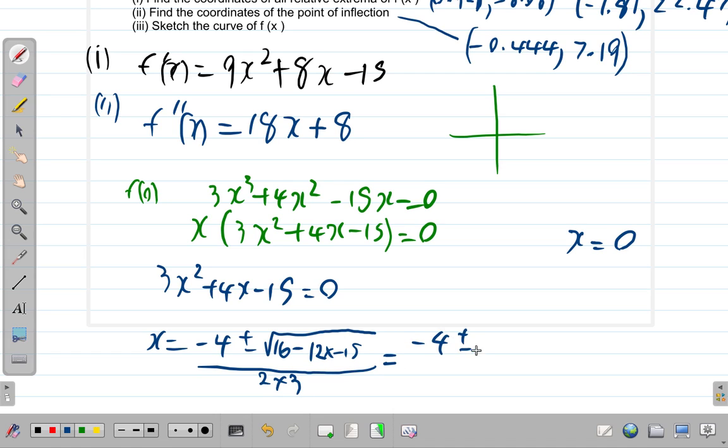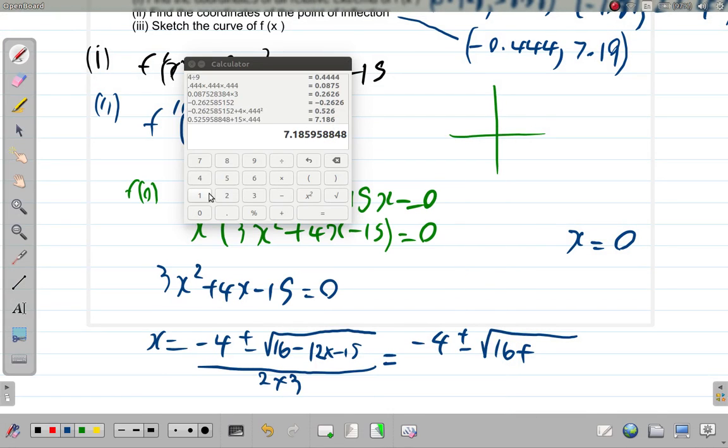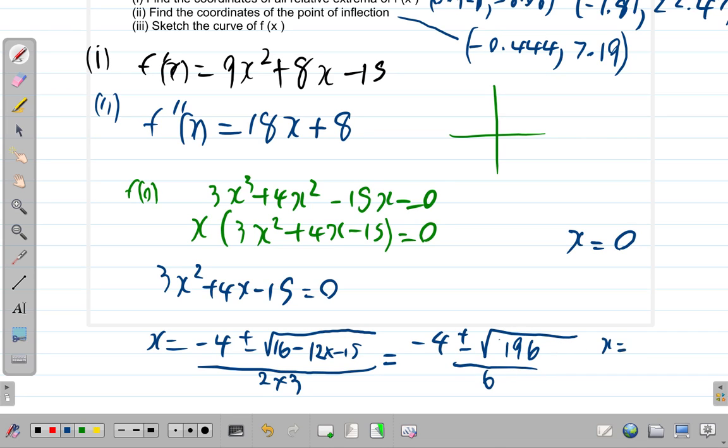So it's negative 4 plus or minus the square root of 16 plus, what is 12 by 15? It's 180. So 16 plus 180 would be 196. So under the square root sign, you're going to have 196, over 2 times 3, which is 6.